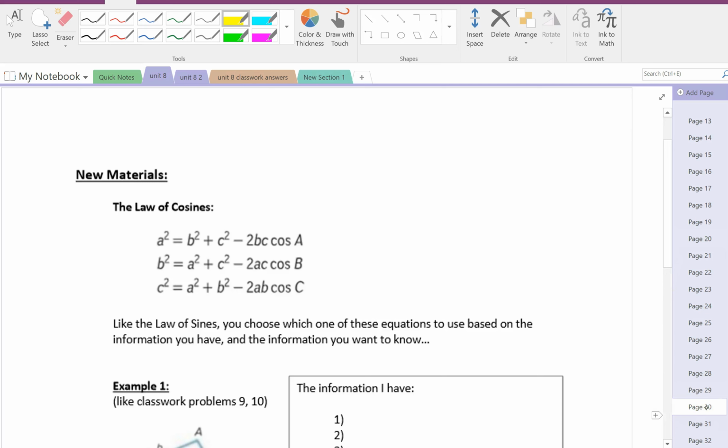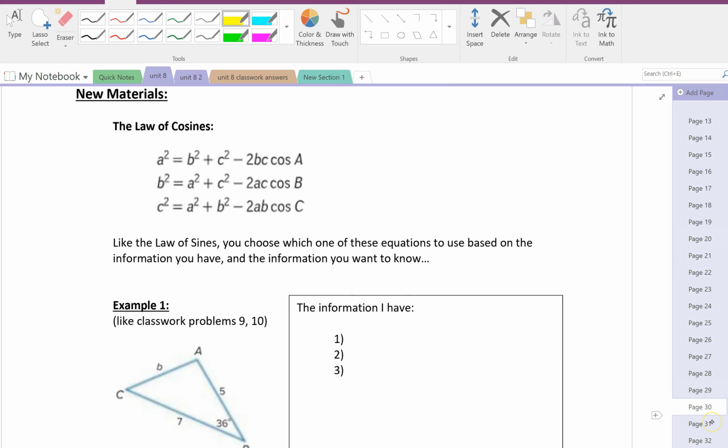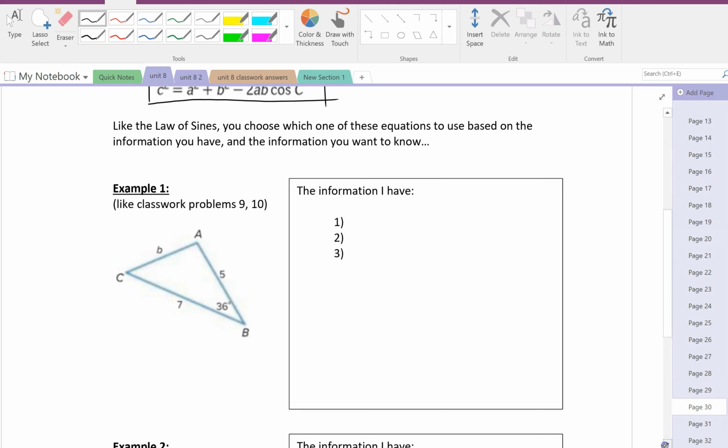That's why we're going to talk about this thing called the law of cosines. And it looks really complicated. It's really just a matter of plugging in numbers. These 3 equations are basically the law of cosines. The reason there's 3 of them is because we're going to use a different one for each problem depending on what information we're given, right? And you'll see how once I do an example down here.